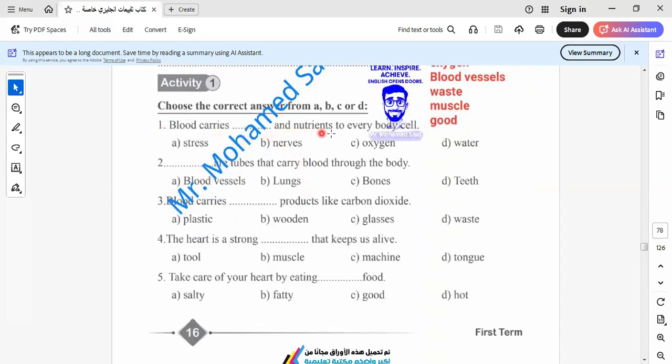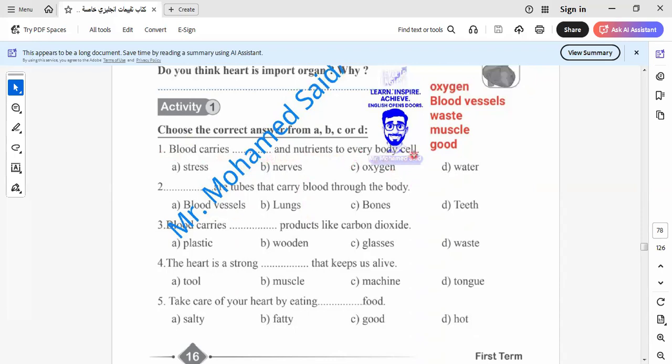Blood carries oxygen and nutrients to every body cell. It carries what? Carries oxygen. Blood vessels are tubes that carry blood through the body. Blood carries the waste products like carbon dioxide. Here it will be "carries". Here is carries waste. Let's go to another one.